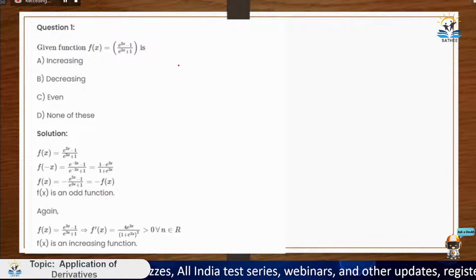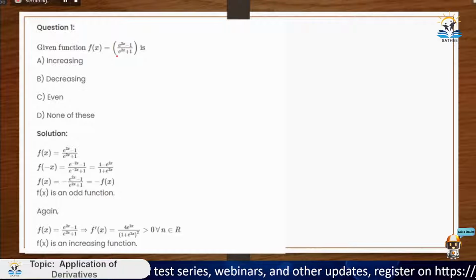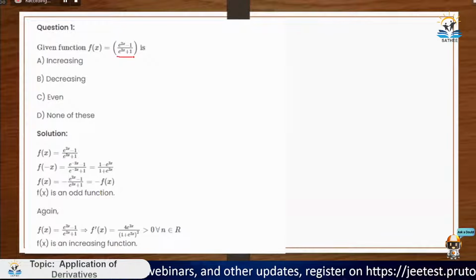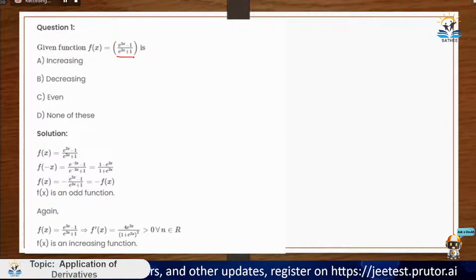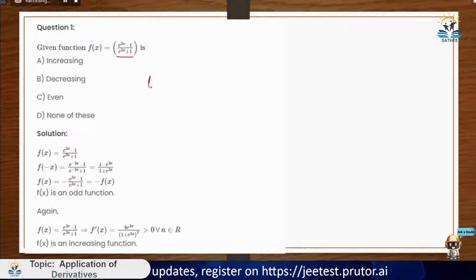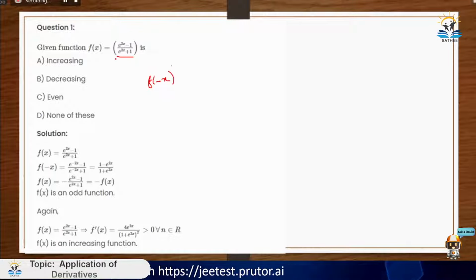Now questions are important, so please focus on them. In this question, a function is given to you, and then it is asked whether it is increasing, decreasing, even, or none of these. So, firstly, for calculating even odd, you need to calculate f of minus x. So, firstly, calculate f of minus x. What is f of minus x? Put minus x here. On putting minus x here, you will get what? You will get e power minus 2x minus 1 upon e power minus 2x plus 1.